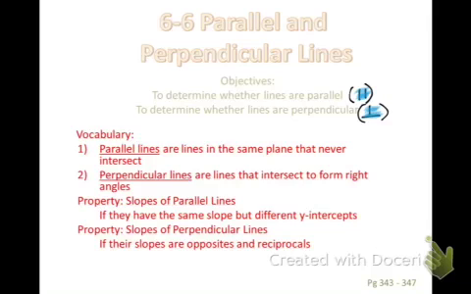Some vocabulary you need to know. Parallel lines are lines in the same plane that never intersect. And that's the reason why those symbols work together, because they are parallel lines. Perpendicular lines are lines that intersect to form right angles. If you look at the symbol for perpendicular, if we wrote it perfectly, they would be 90-degree angles. That means a right angle. 90 degrees is a right angle.